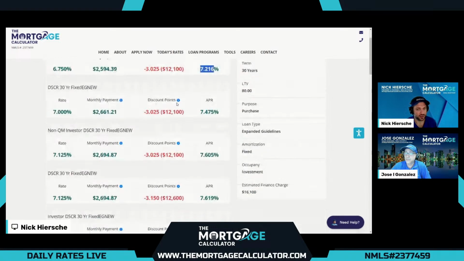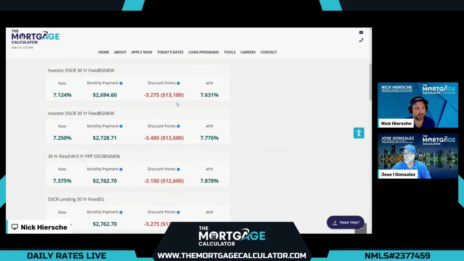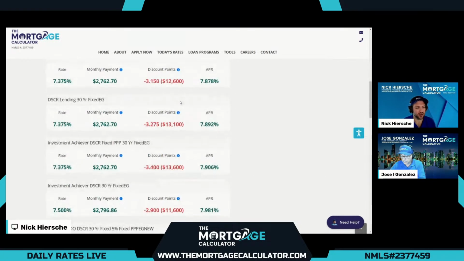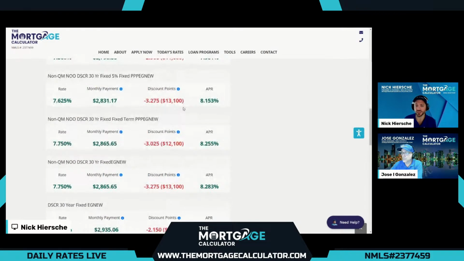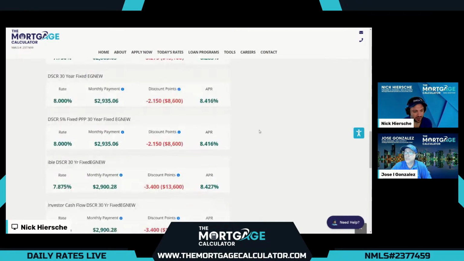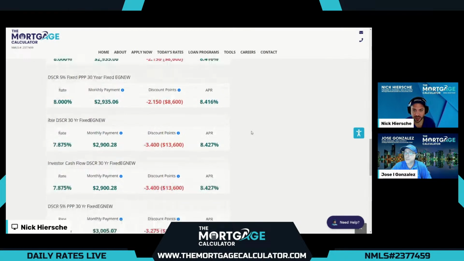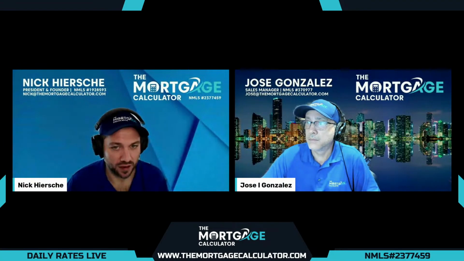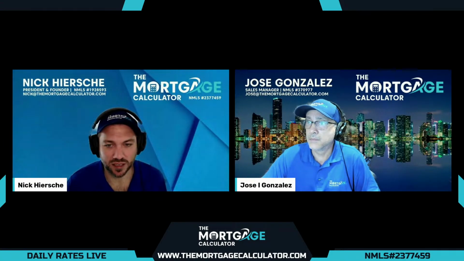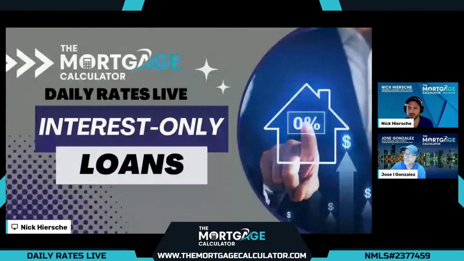And if we scroll down here, there's hundreds of variations of DSCR. Some of these may allow bankruptcies, foreclosures, other credit issues. Some of these may allow us to use different ways to calculate DSCR values, like short-term rental income. And some of these may allow us to add different adjustments, such as our topic for today, which is, drumroll, interest-only loans.